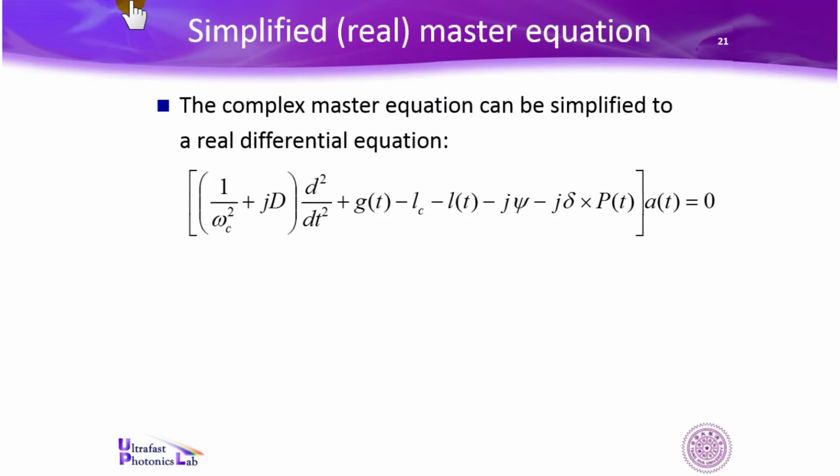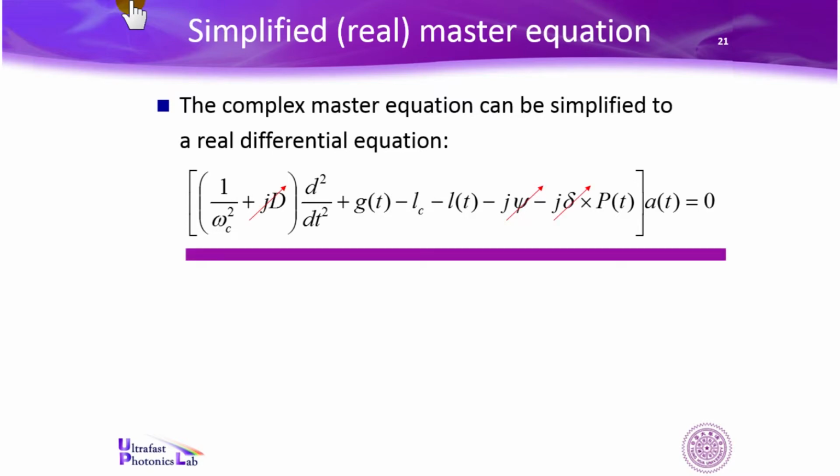Then let's go back to the master equation. Okay, so this is the original complex master equation. Under our assumptions, it can be simplified to a real master equation because we have assumed there is no GVD, this term is 0. There is no CEP shift, so psi is 0. There is no cell phase modulation, so delta is 0. These 3 terms, all of them purely imaginary terms, are cancelled. Okay? So everything else becomes real.